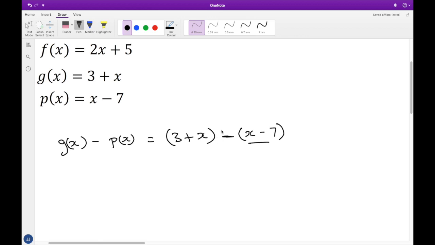So if I expand out the brackets, I'll get 3 plus x, and this here will be minus x, and this here will be plus 7. Yeah, so x minus x, that goes to 0, and 3 plus 7 is 10. So the g of x minus the p of x is simply equal to 10.